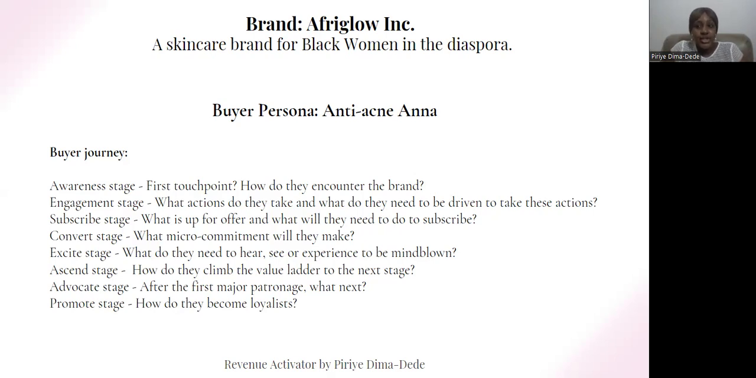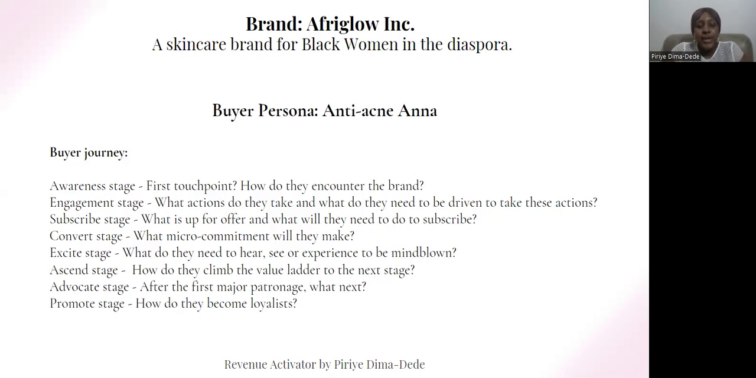That's the ascend stage. And this is where she climbs the value ladder and actually makes a purchase. She becomes a real customer of the brand. So she says, okay, what do you advise? And they're like, okay, this is the product for you. You would have to stop this. You would have to do this. You would have to change this. And she goes ahead and pays for that product or that kit and so on. She has ascended to become a customer.